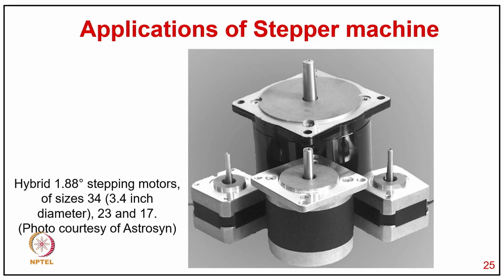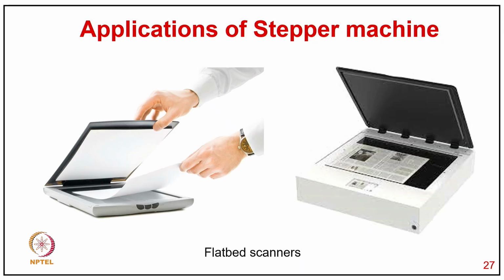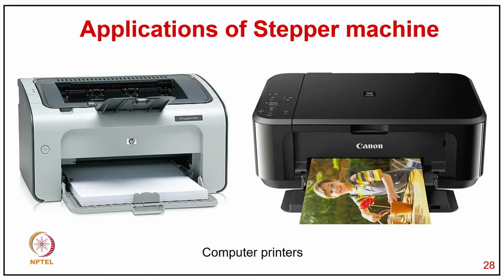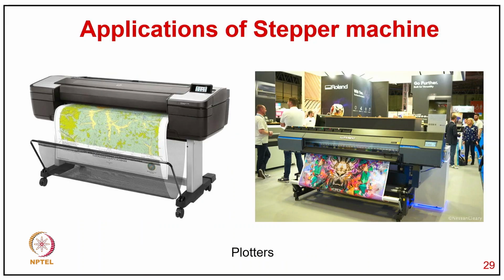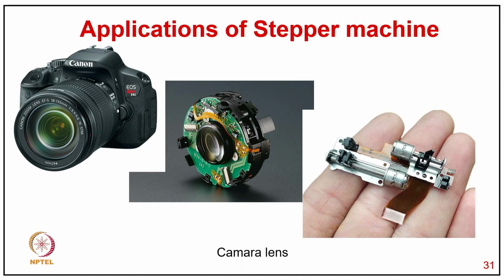Then typically the hybrid motor, 1.8 degree stepping motor, of size 34, meaning 3.4 inch diameter, and 27 to 37 typically. Then the stepper motor in floppy disk type. Then flatbed scanners. For all the motion we use the stepping motor. Then the computer printers. Then the plotters. Then the image scanner. Then the camera lenses.